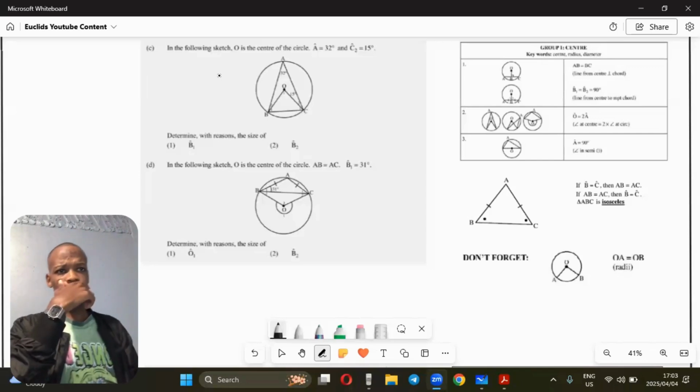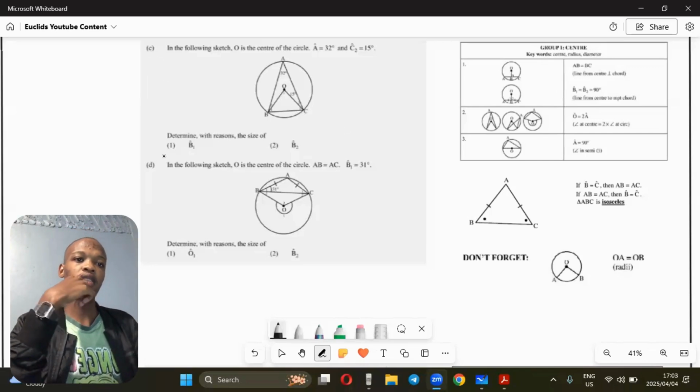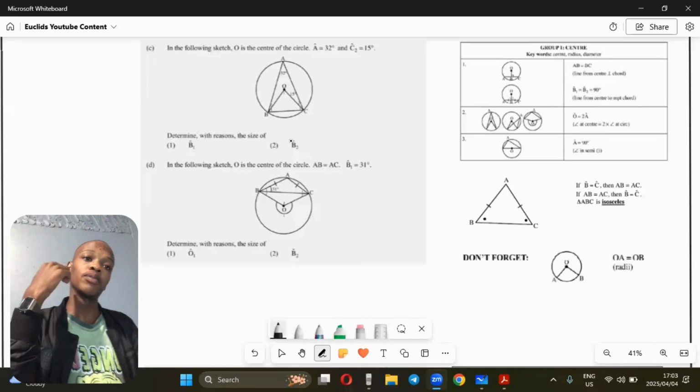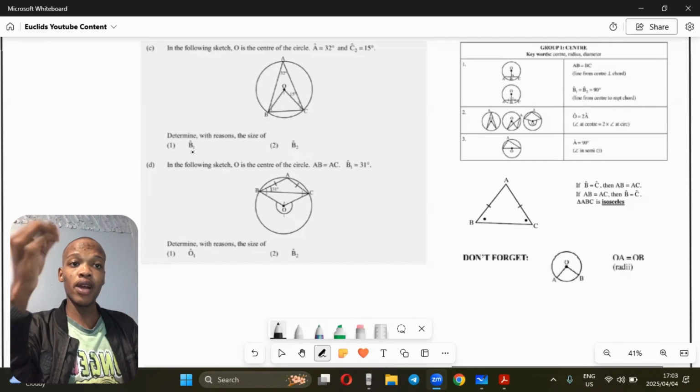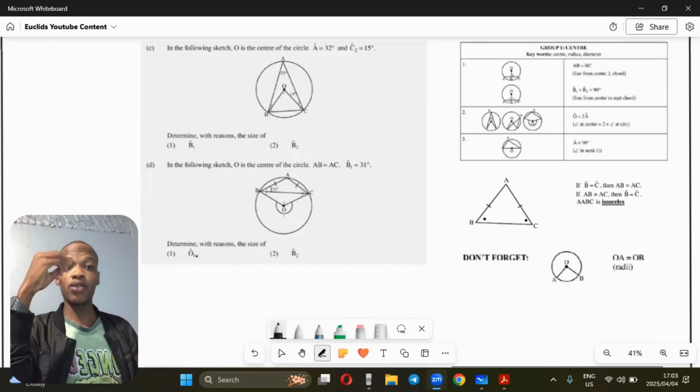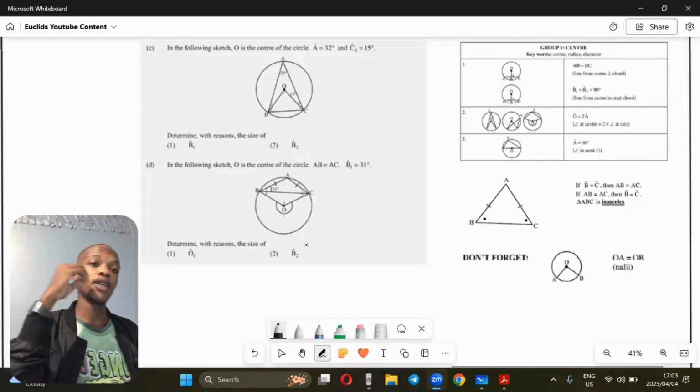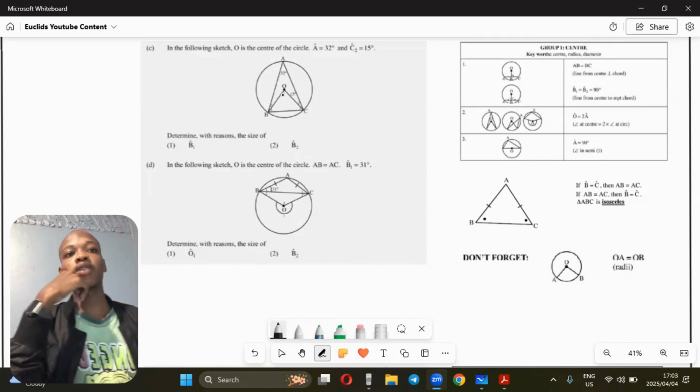So as you can see now, we have C and D. We are given diagrams where we are asked to calculate, for number 1, B1 and B2, and for D we are asked for number 1 to calculate O1 and B2. So let's start with C.